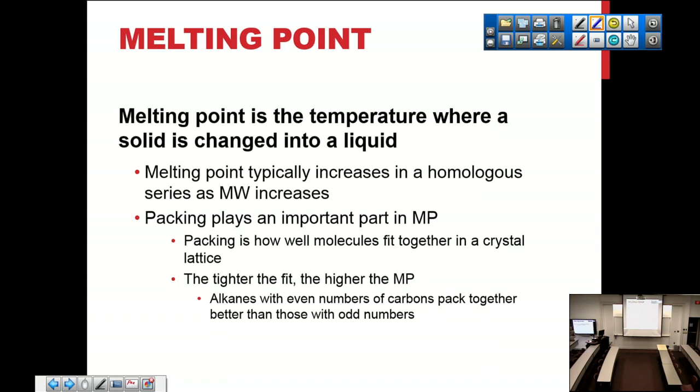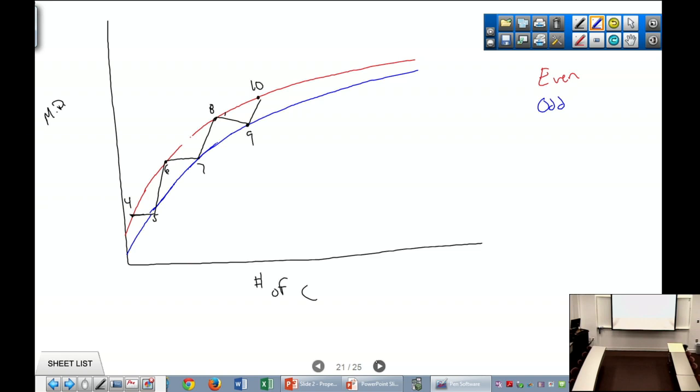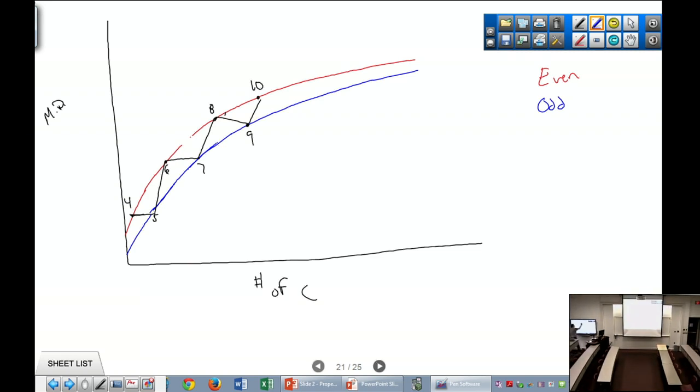So there's a cool graph that you've kind of already got a sneak peek of, right? So evens are in red here, odds are in blue, right? Let me fix my little gap here, right? So basically, your x-axis is your number of carbons, your y-axis is your melting point, right? So as you can see here, 4 to 5, 6 to 7, 8 to 9, 9 to 10, right? It's kind of like you're taking steps, right? I don't know the melting points offhand. This is just a rough representation, right?